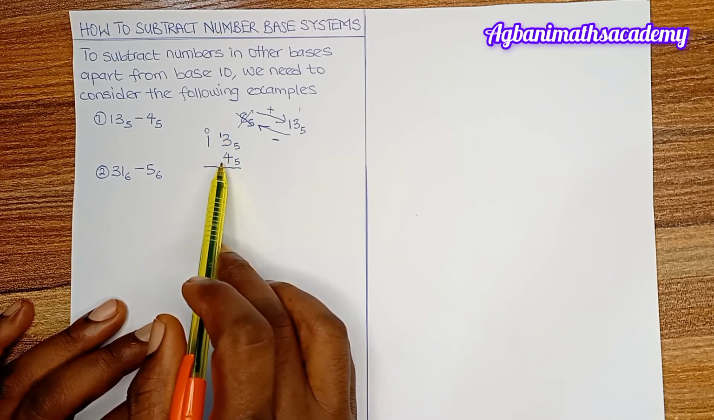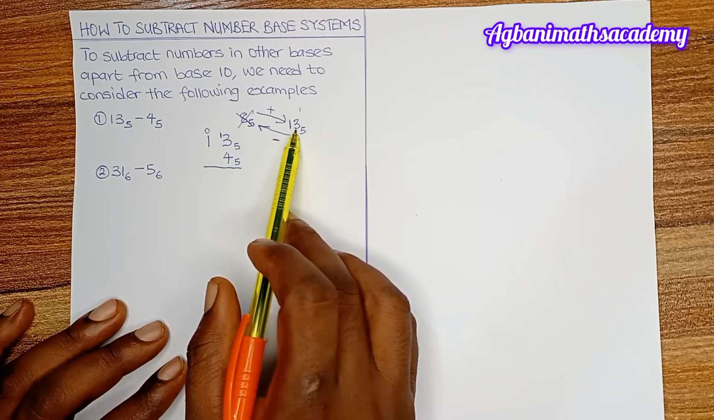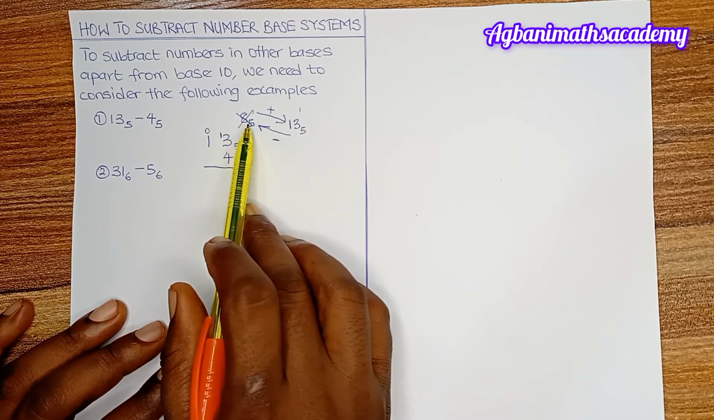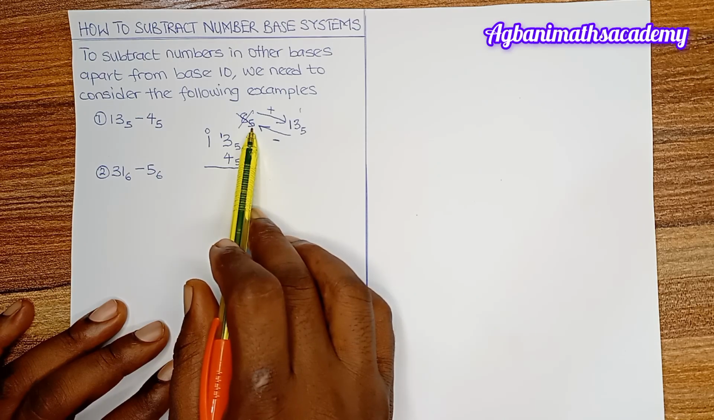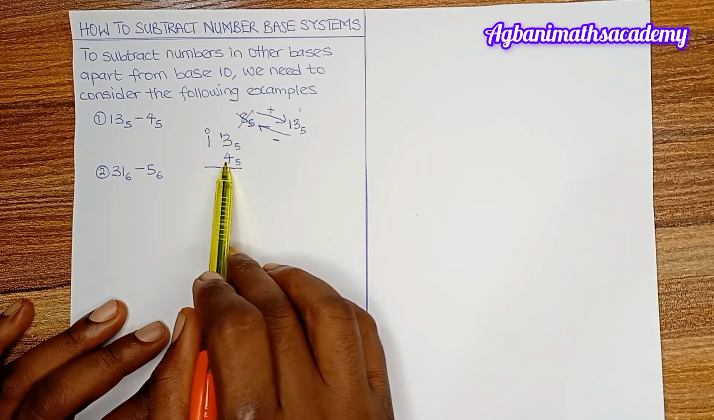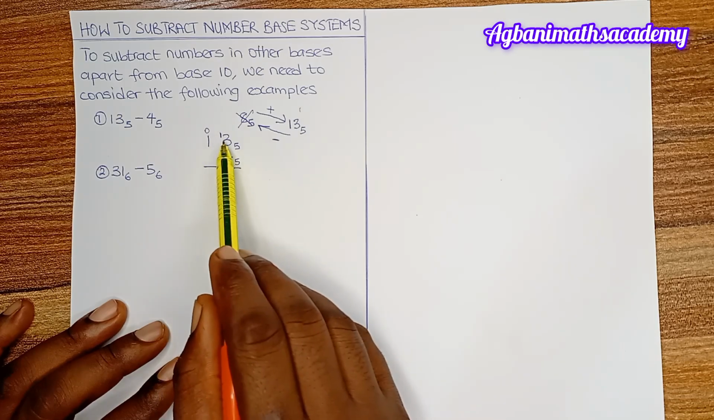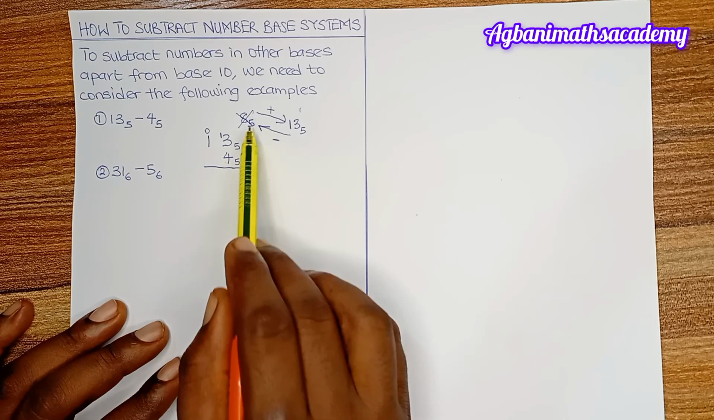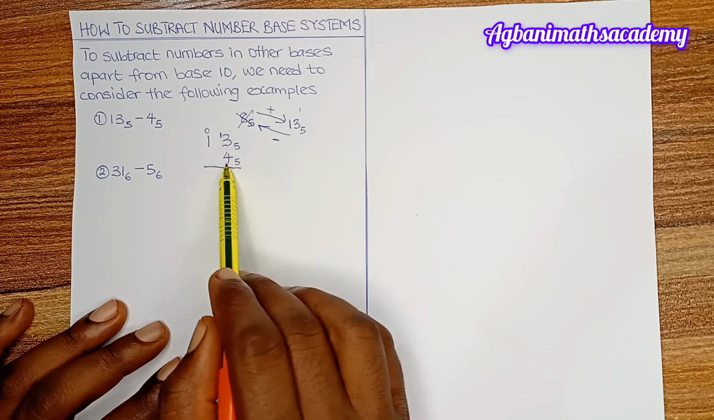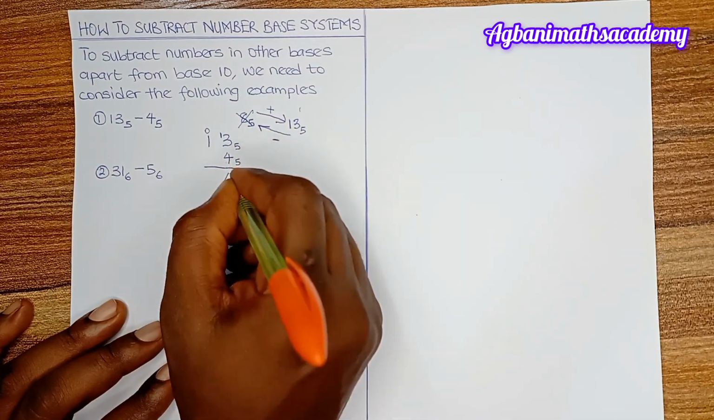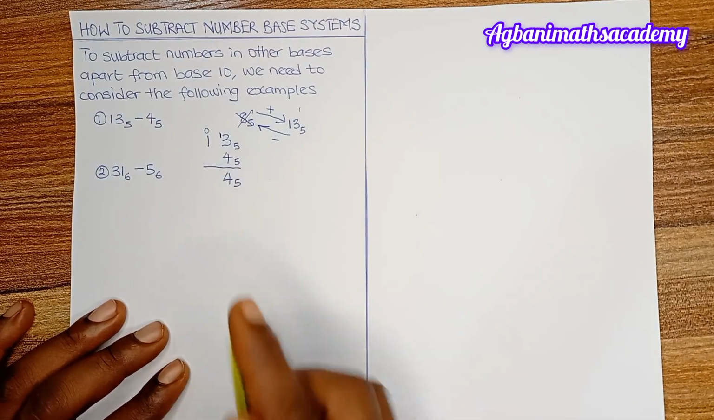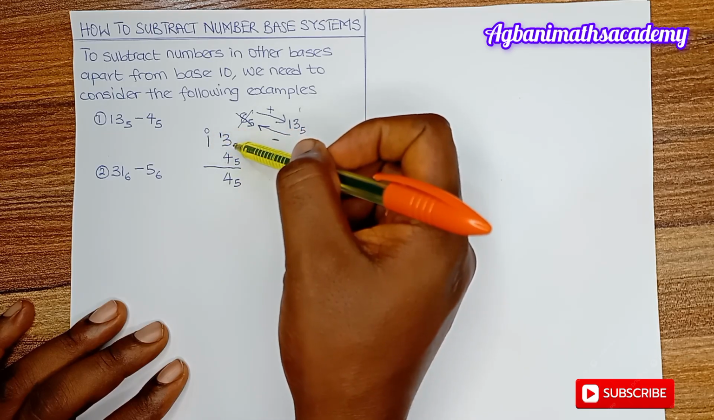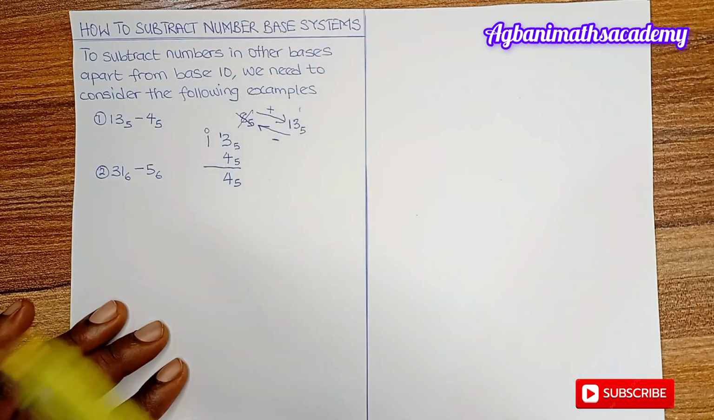But before we do 13 minus 4, we have to carry out this process. 13 in its correct form is 8 base 5 in its incorrect form. Therefore, we are going to do 8 minus 4. We are not going to do 13 minus 4. We are going to do this incorrect form of this number in base 5 minus 4. So it's going to be 8 minus 4, which will give us 4 base 5. And here we have 0. So 0 minus 0, there will be nothing here. So 13 base 5 minus 4 base 5 is actually going to be 4 base 5.